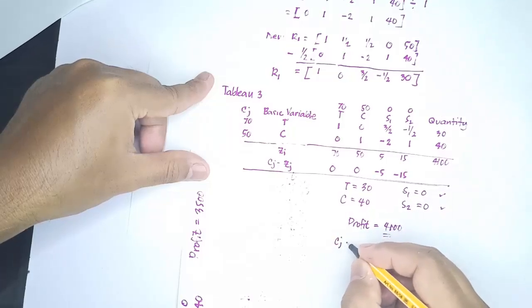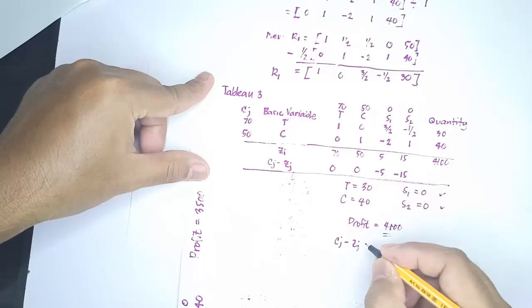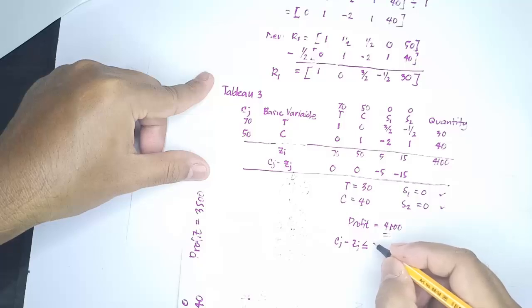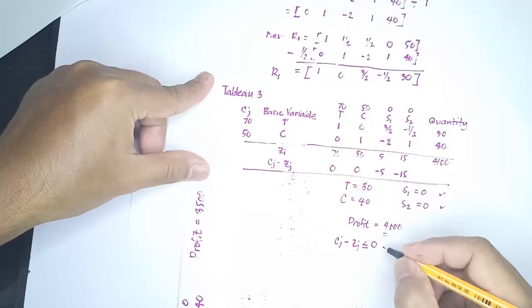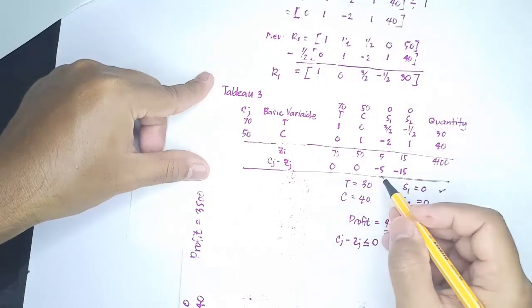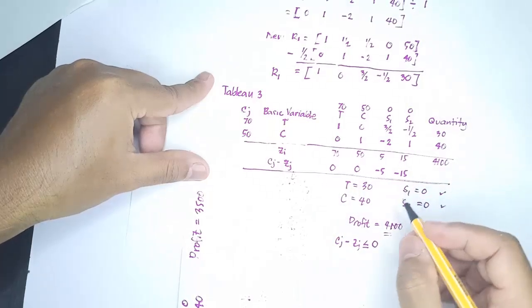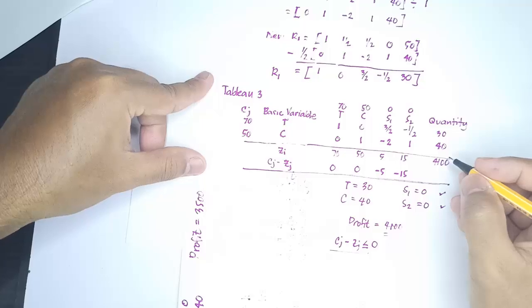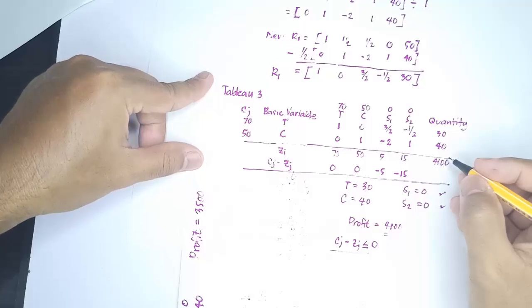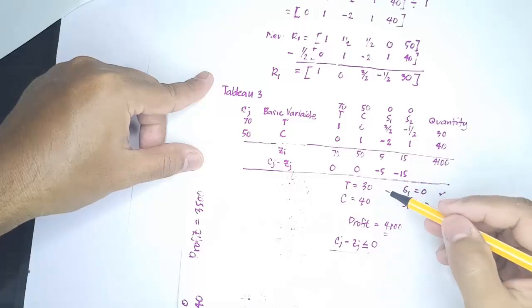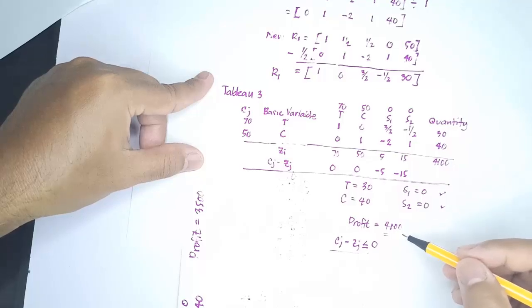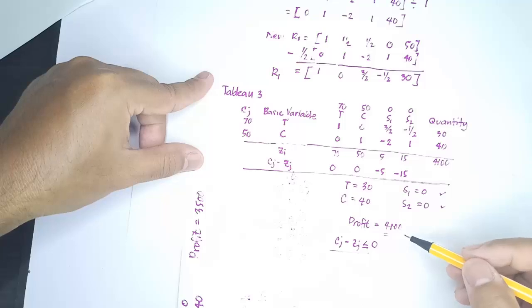Again, the optimality condition we need to satisfy is c sub j minus z sub j should be less than or equal to 0, or all of the elements of this row should be zeros and negatives. So as you can see, none of the elements are positive. Therefore, the condition is satisfied and tableau 3 is already the optimal or the final tableau of the problem. And t equals 30, c equals 40, and the profit equal to 4,100 is the optimal solution of this LP model.